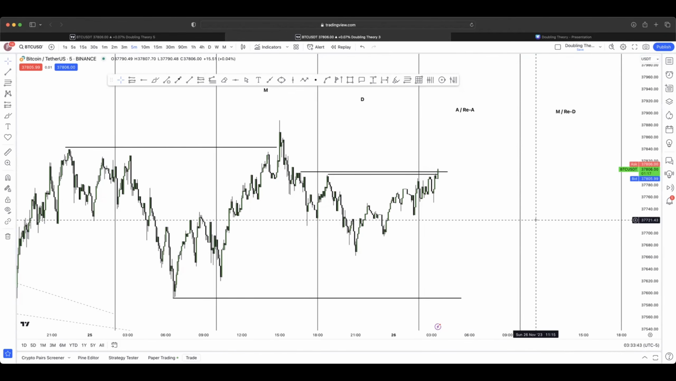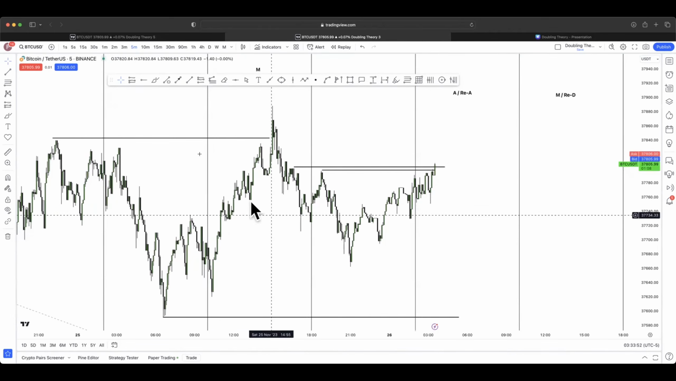My concepts include the London fractal dealing range, the fractal dealing ranges as a whole, the fractal time principle, which this is a part of. But yeah, I'm not going to plug all that, right? So that's pretty much it.